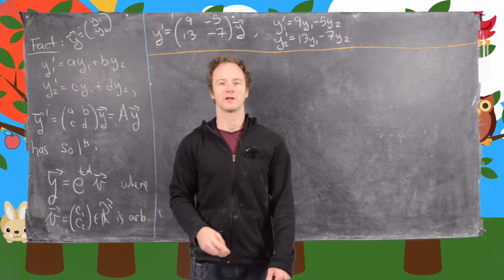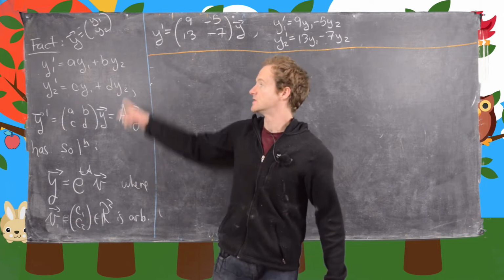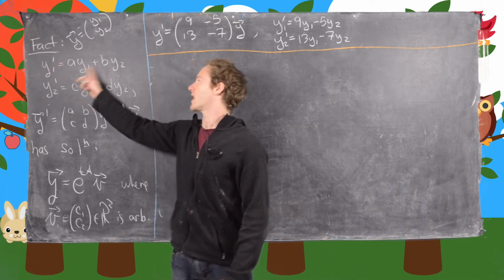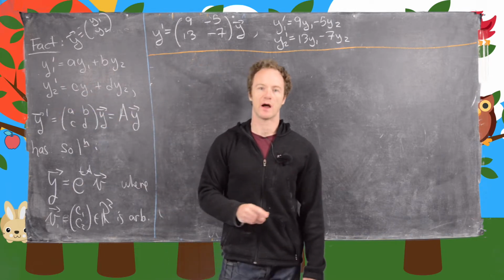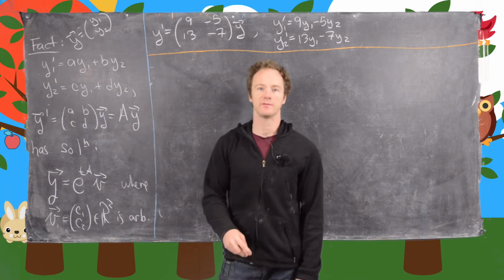Okay, in this video we're going to look at another system of linear differential equations with constant coefficients. So in other words, a system of differential equations of the following form. y1 prime is in terms of y1 and y2, and y2 prime is also in terms of y1 and y2, where a, b, c, d are constants. We can write that in the following matrix form.